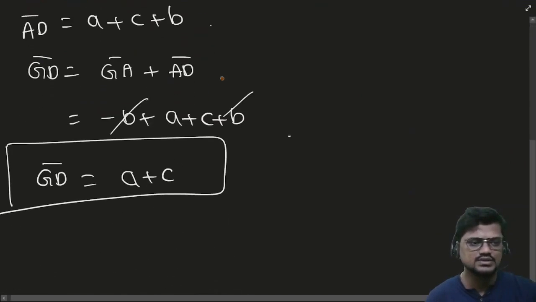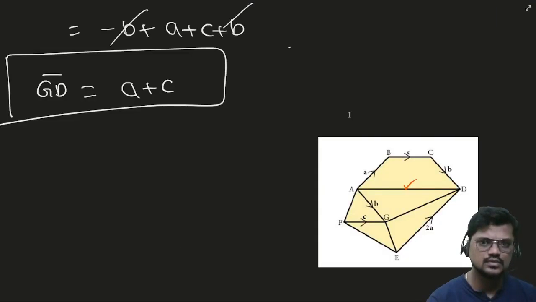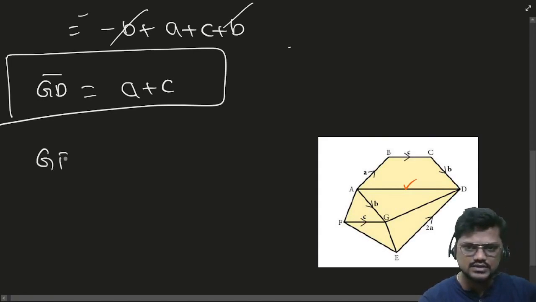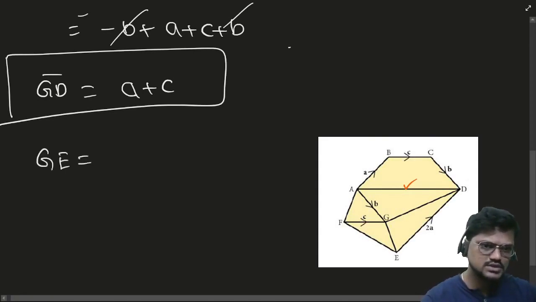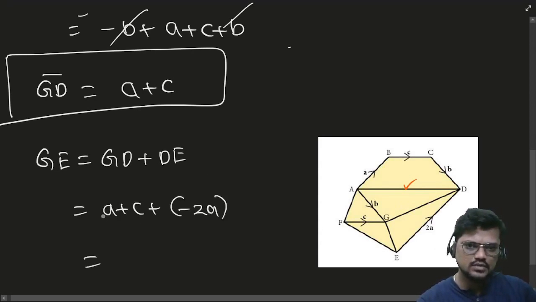Yes or no? Your vector GE will be how much? I'll take the diagram down. Now, you have to find GE. So your vector GE will be equal to GD plus DE, and your vector GD is A plus C, and your vector DE is minus 2A. Right? A minus 2A is minus A, so the answer is C minus A. So this is vector GE.